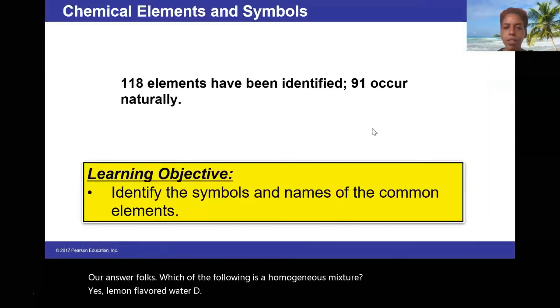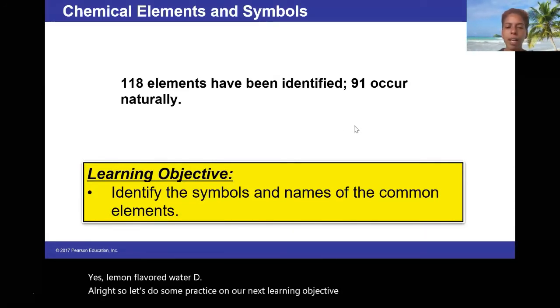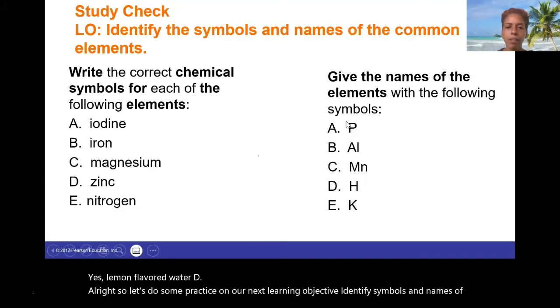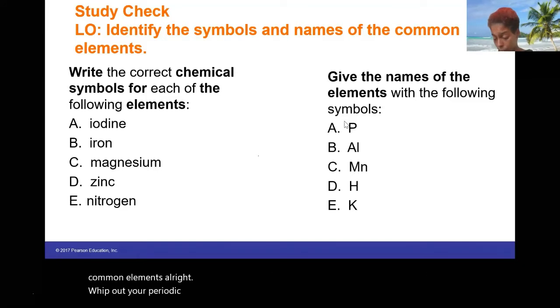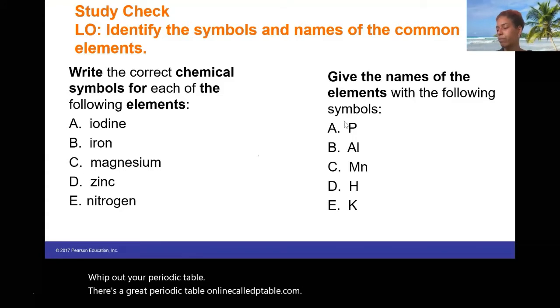All right, so let's do some practice on our next learning objective. Identify symbols and names of common elements. All right, whip out your periodic table. There's a great periodic table online called ptable.com. It's got great information.